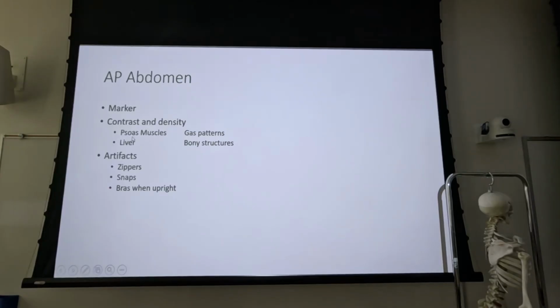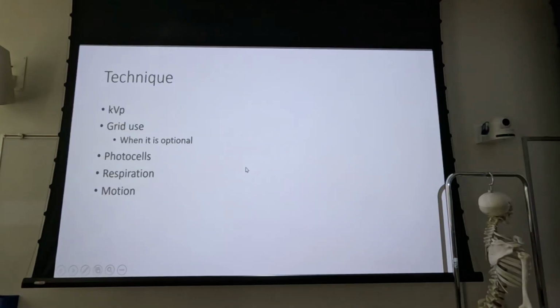Contrast and density, we want to be able to visualize psoas muscles, the inferior border of the liver, maybe, sometimes that's very difficult to visualize. Important to see the gas patterns, because that's really what we're going to be looking for on especially decubitus. Bony structures, and you want to be able to see the kidneys as well. So artifacts: zippers, snaps, bras if you're shooting the patient upright, things like that.